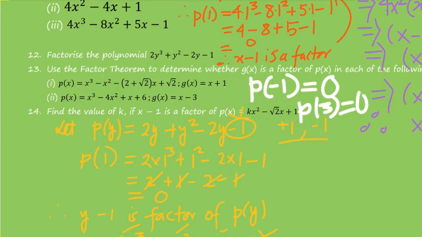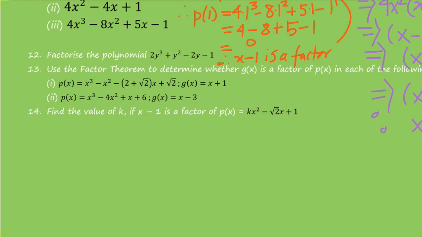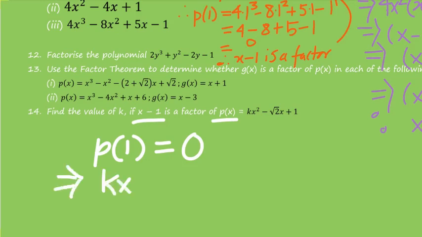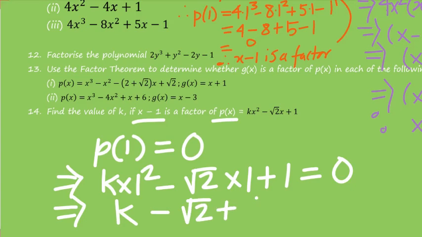Okay. Next we need to find the value of k if x minus 1 is a factor. Let me do this problem, and that will be the end of the class. So you need to notice here that it is given that x minus 1 is a factor of this, hence p of 1 will be equal to 0. P of x is already given, and that would mean that k into 1 square minus root 2 into 1 plus 1 is equal to 0. I have just replaced the value of x as 1, and hence we get k minus root 2 plus 1 is equal to 0.